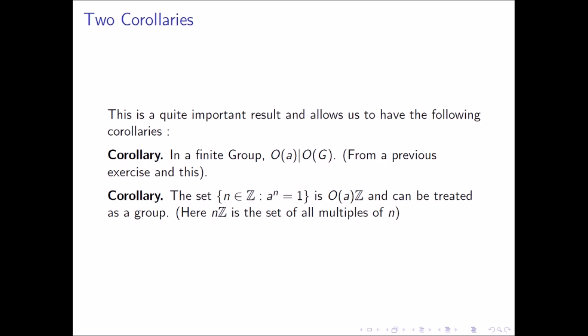Basically we get that a power, the order of the group is the identity. So the previous theorem would imply order of A divides order of G. In fact, it turns out that the set of all powers which sends A to 1 is all multiples of the order, positive as well as negative. And this can be treated as a group. Think of it once, it's not difficult.